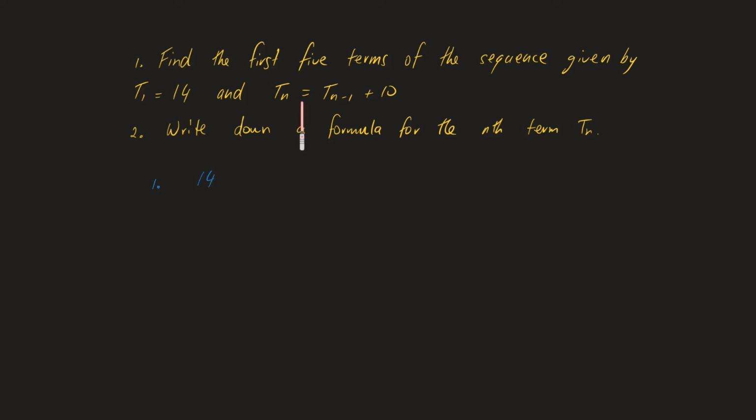And then they're telling us that Tn, so you could think of this as term 2. So 2 minus 1 is term 1, which is 14, and then we need to add 10, which is going to be 24. So for term 3, so 3 minus 1, well, we're at term 2, plus 10. So we need to keep adding 10 for each term. Okay, 54.